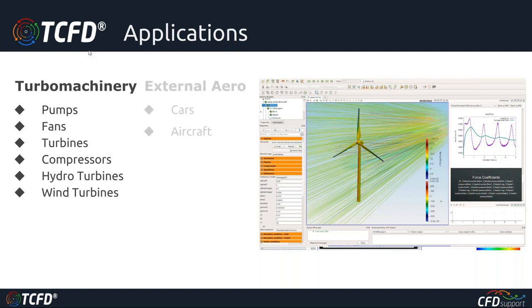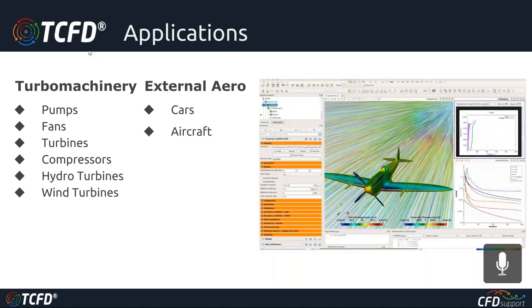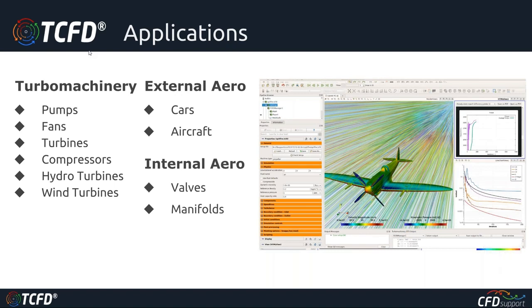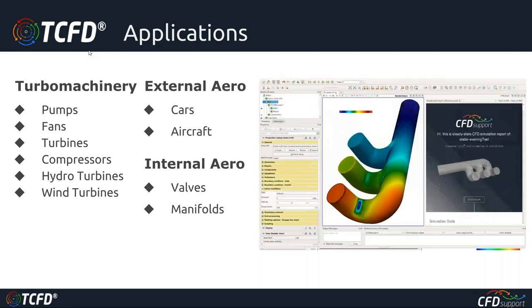And later we decided to extend what had worked so well in the turbomachinery field to external aerodynamics. So now TCFD can simulate cars, aircraft, and many other external flows, and also many kinds of internal flows like valves, piping systems, manifolds, and some others, like for example ship hydrodynamics.